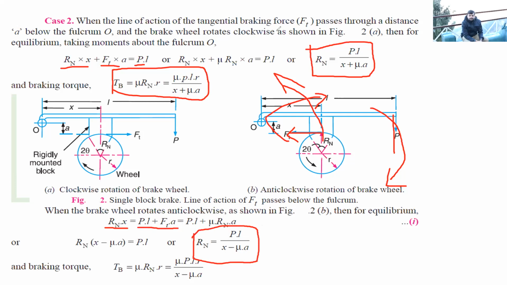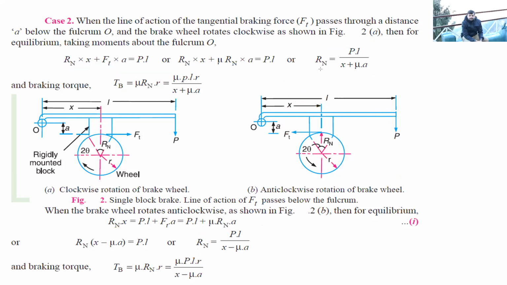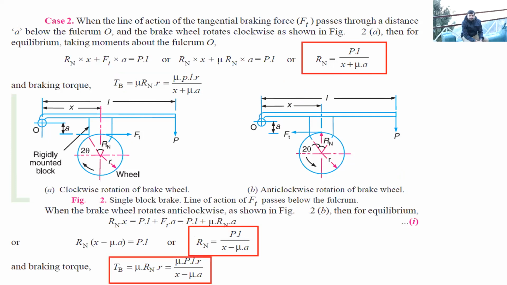So as you can see the difference between these two values of Rn, that is normal reaction: for when it is rotating in clockwise direction, in the denominator it is x plus mu into A. And here in the denominator, it is x minus mu into A. And similarly, in the equation of braking torque also, the same changes will be reflected. So this is case 2. I hope these are clear to you. Now let's move on to the next case.